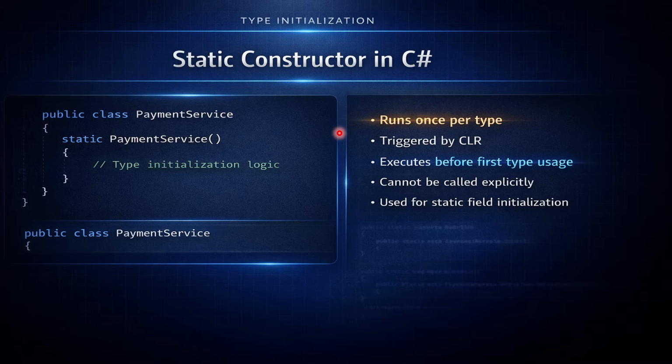Even before the application uses this class, it will be triggered by CLR. So CLR takes care of executing this static constructor. You cannot explicitly call it, and I'll show you how. It executes before any instance of this class is used or called. It is completely triggered by CLR. We don't have any control over it. And the one which almost all people talk about is the use for static field initialization.